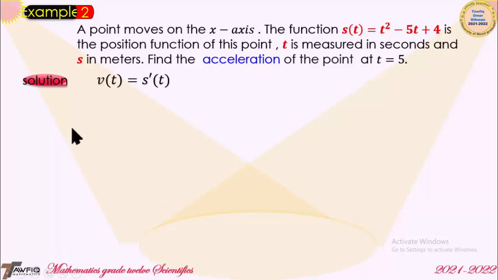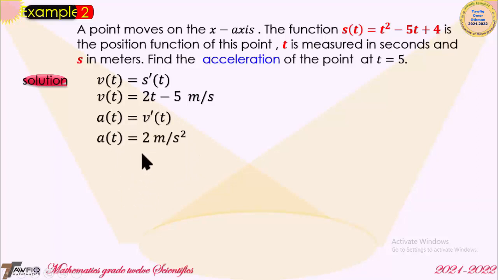To find the acceleration, first of all we must find the velocity. Velocity is equal to s'(t), then v(t) is equal to 2t - 5, then a(t) is equal to the derivative of velocity, which equals 2 meters per second squared. At t = 5, then a(5) is equal to 2 meters per second squared. As you can see here, the acceleration is constant.